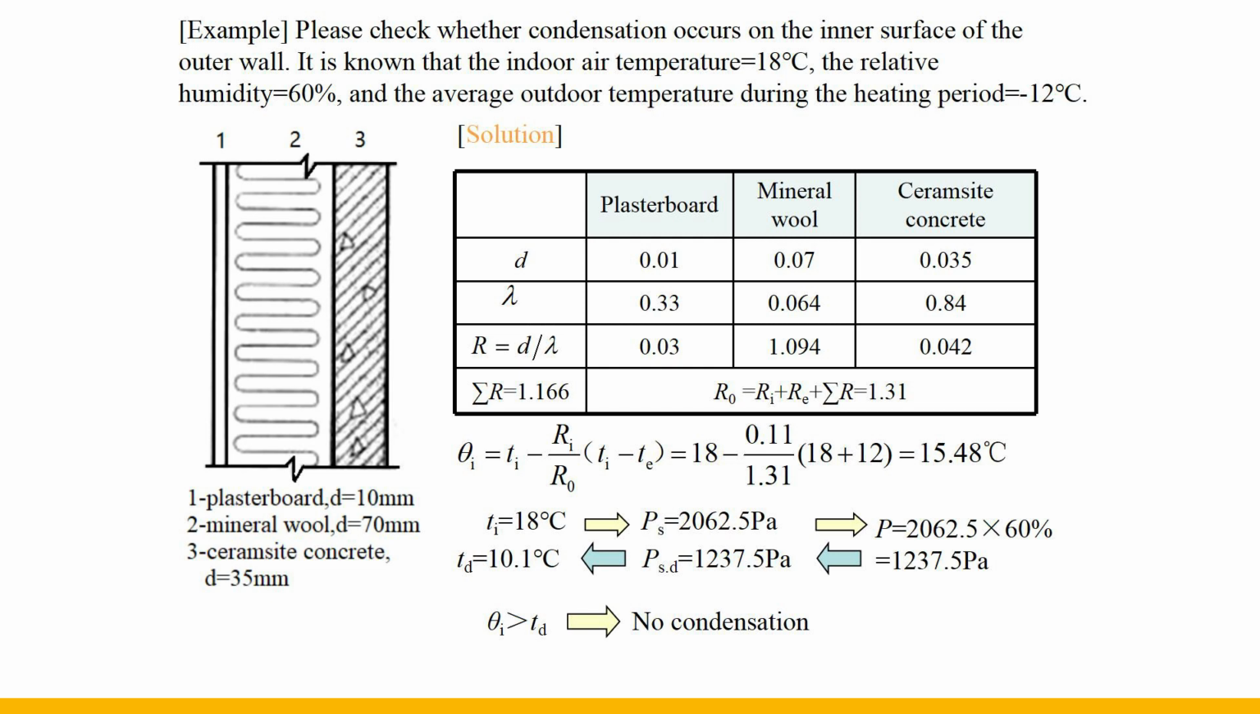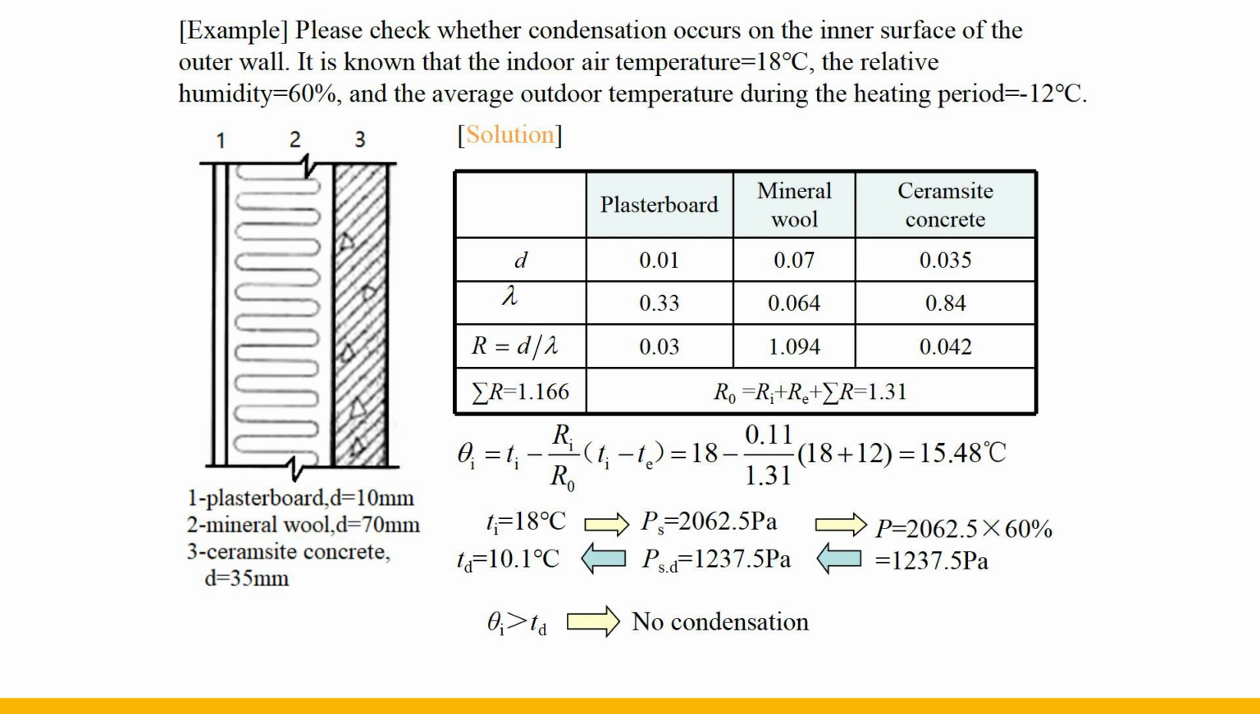The heat transfer resistance of the inner surface is 0.11, and the sum of the thermal resistance of the three layers is 1.166. The total thermal resistance is 1.31. Then, according to the calculation formula of the inner surface temperature of the envelope structure, the inner surface temperature is 15.48 centigrade.